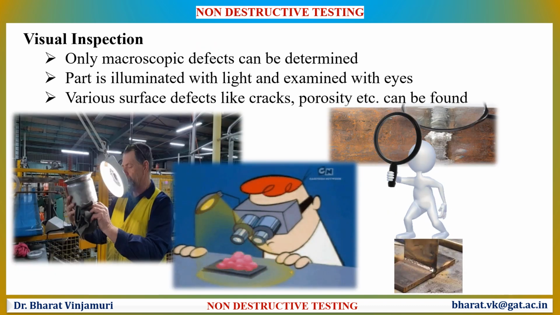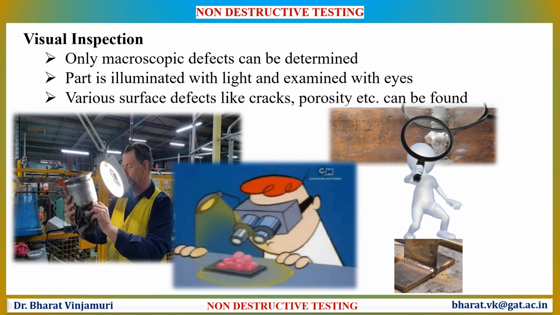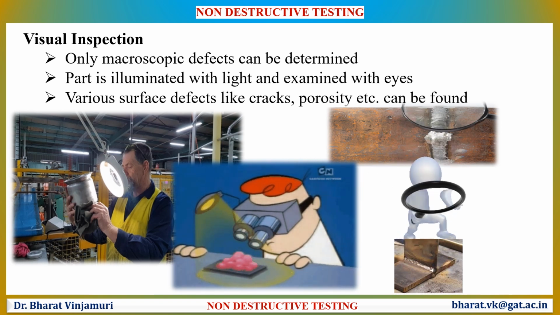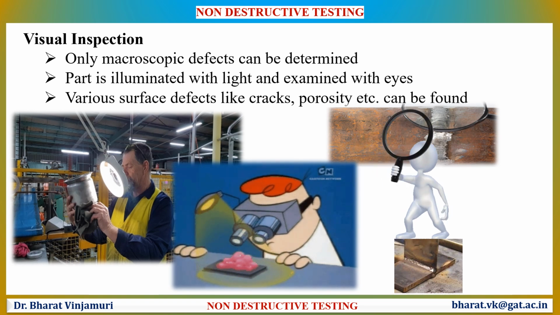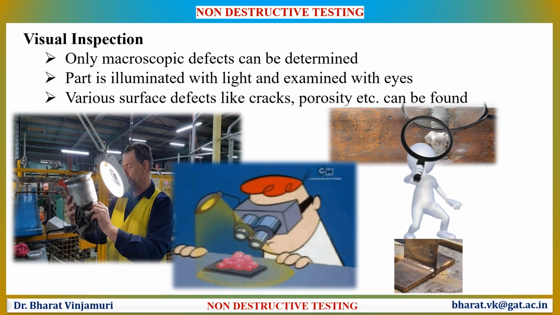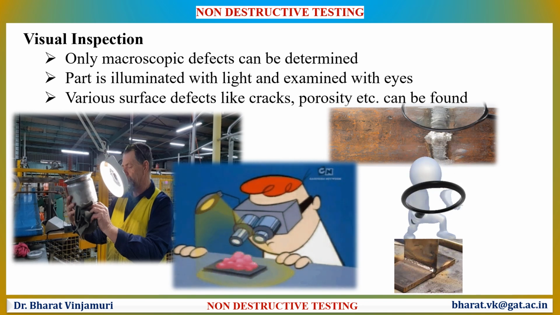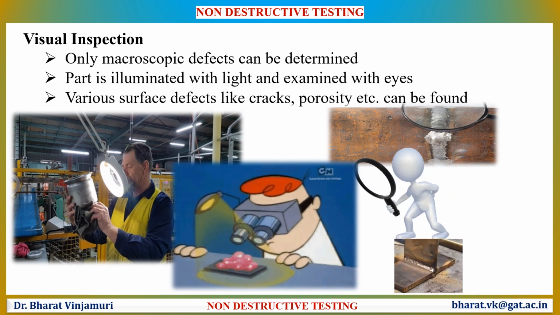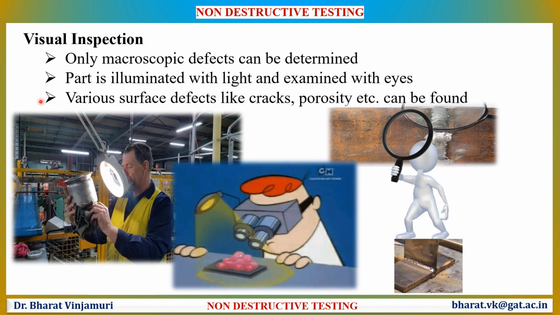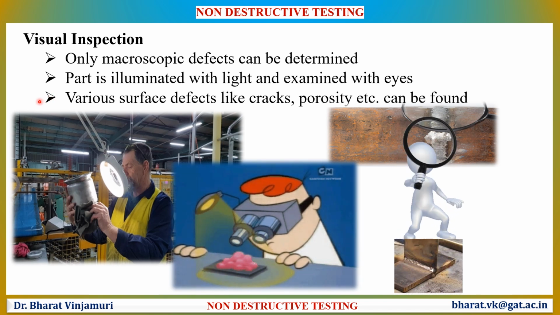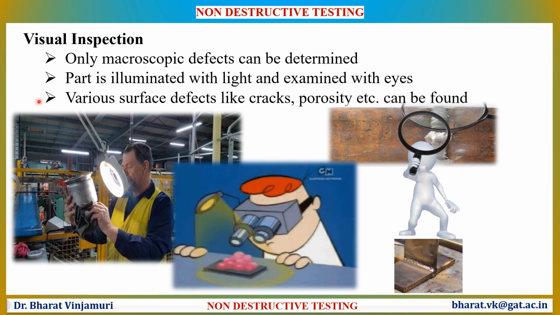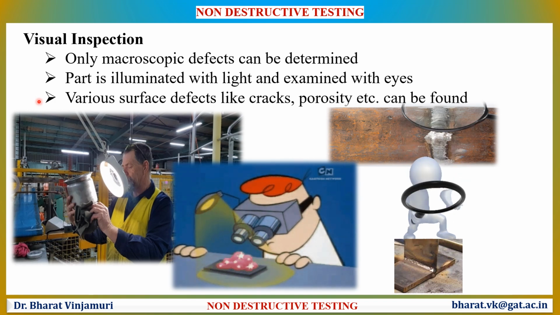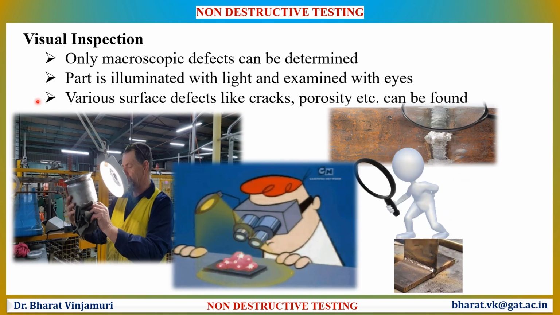Visual inspection is the most basic level of inspection technique. Here, only macroscopic defects can be determined. The part is illuminated with light and is examined with the eyes. Various surface defects like cracks and porosity can be found with this method. Usually, magnifying glasses are used during visual inspection.